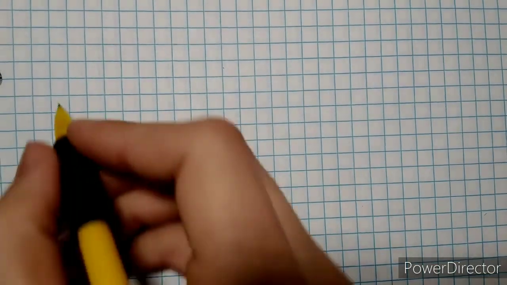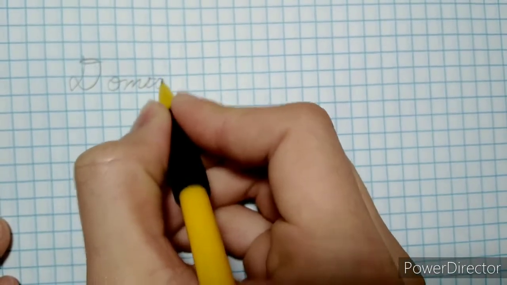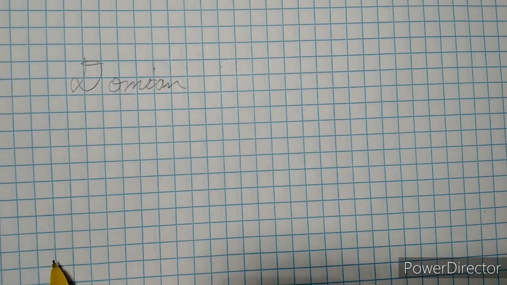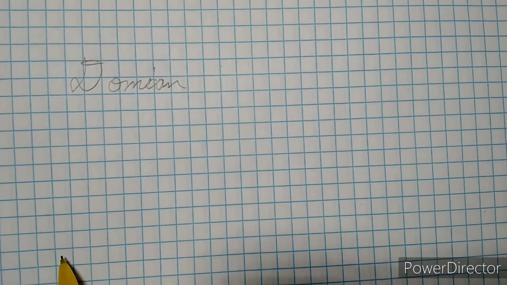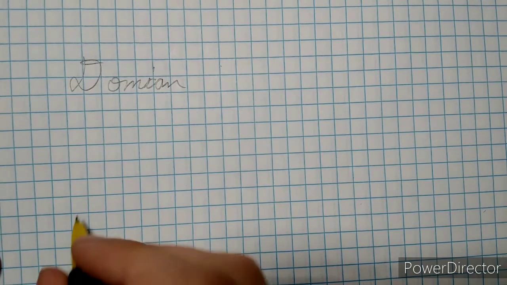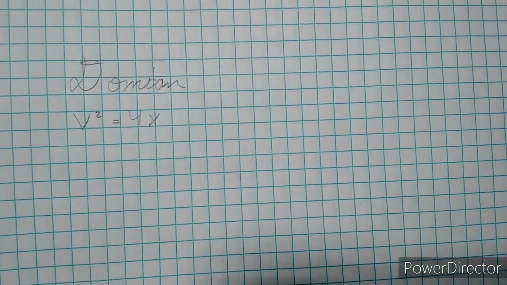So, in this video, I want to be talking about domain and how to solve for any equation. So, what is the domain? Let's define that. The domain are all the values you can put in an equation. Let's say, for example, y squared equals 4x, and get out real, actual values.